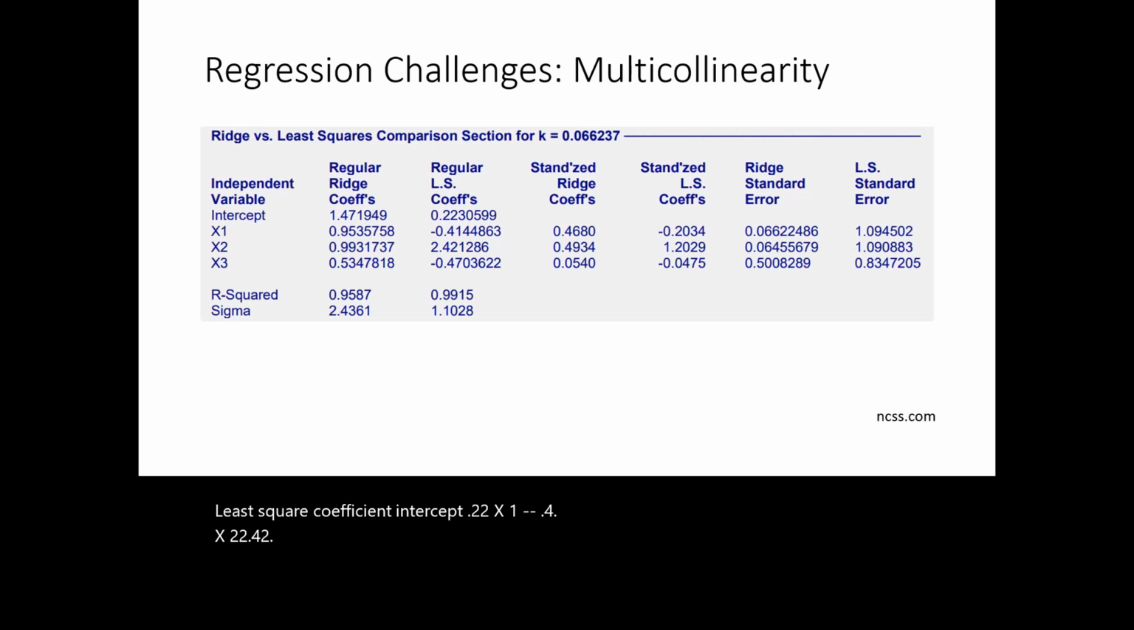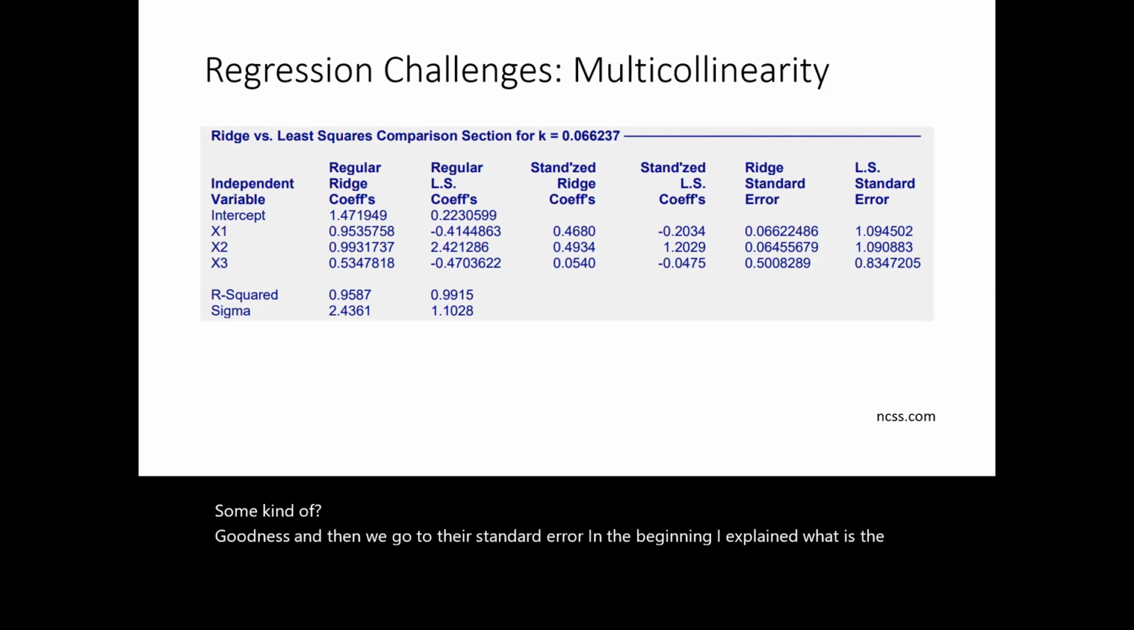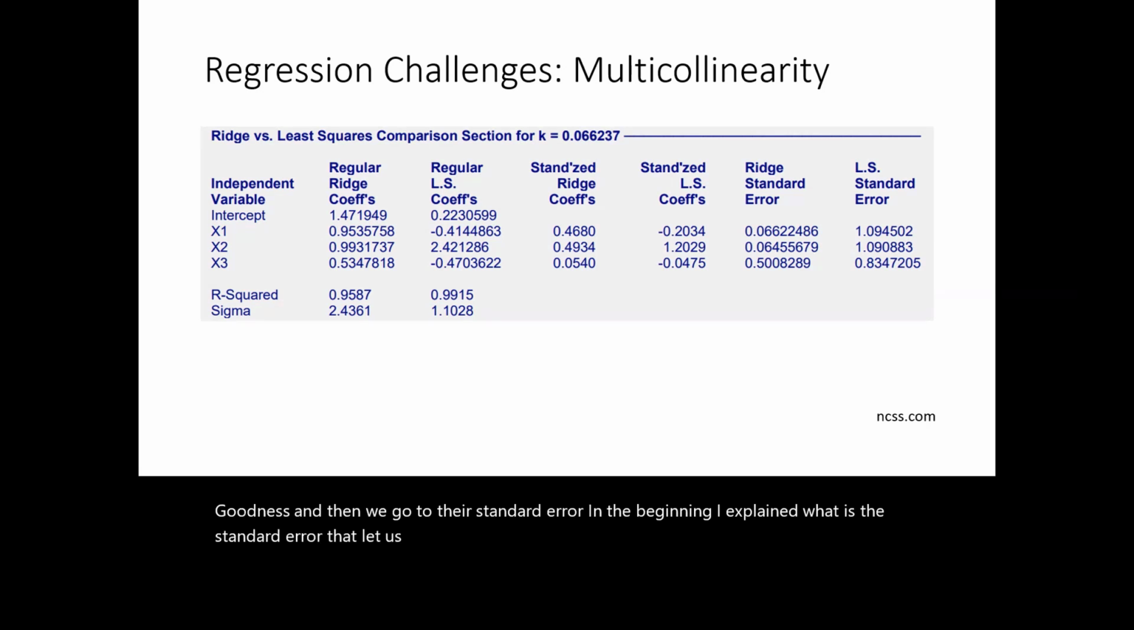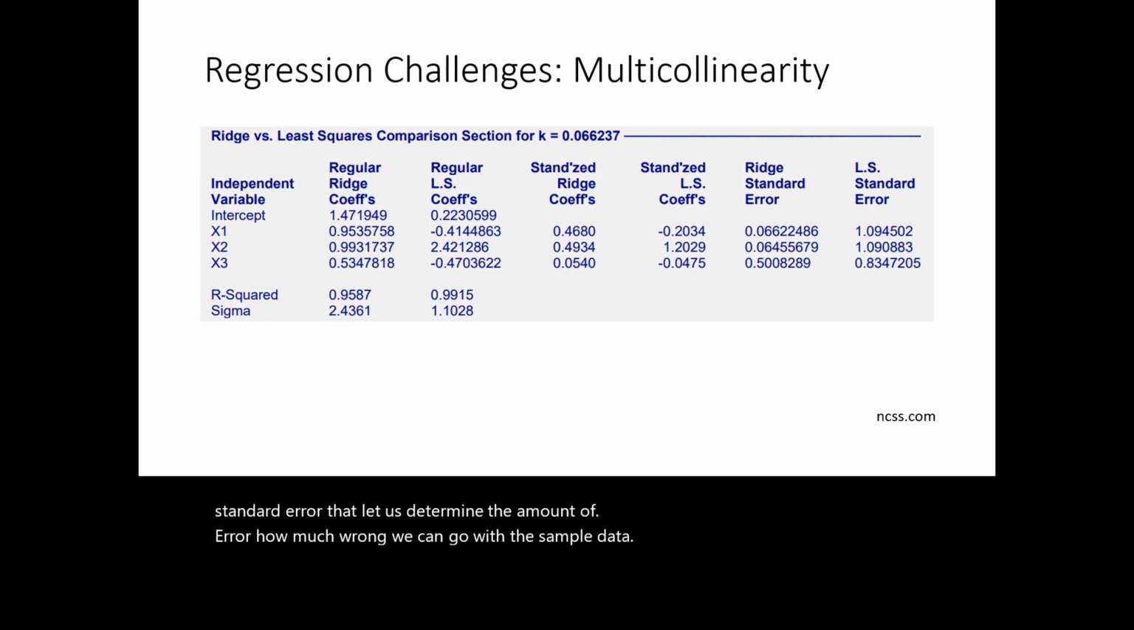And to see if the coefficients are having some kind of goodness in them, we go to their standard error. In the beginning, I explained what is the standard error that let us determine the amount of error, how much wrong we can go with the sample data. In the confidence bound, I explained. So for x1, this can go 1.094 wrong. The standard error is too high.